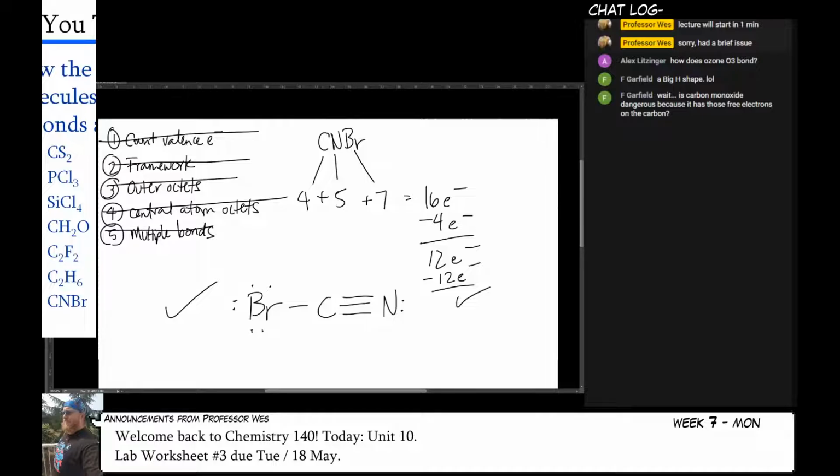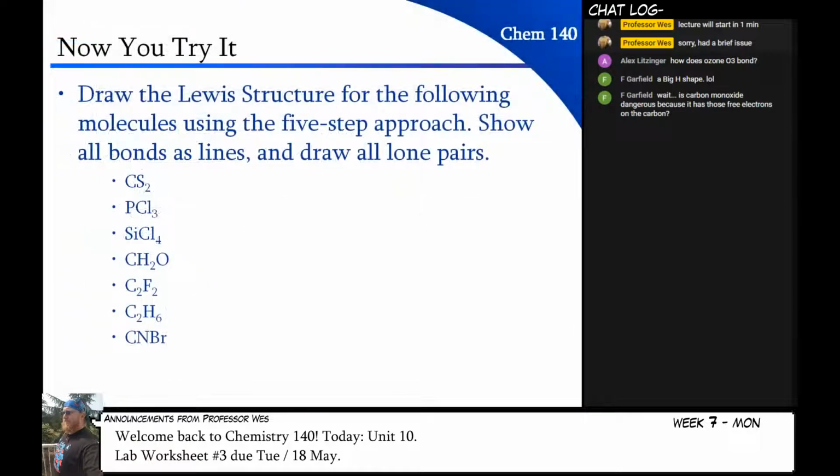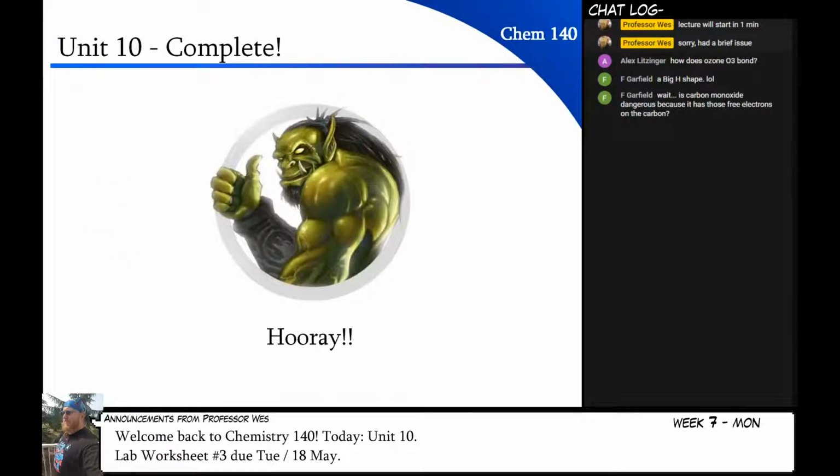The online text and the worksheet should have lots of practice for these. Make sure that you do practice your Lewis structures because you're going to use these a lot in 161. And that's kind of the point of this class. So, all right. I believe that is it for this chapter.